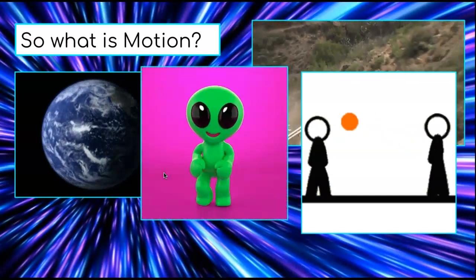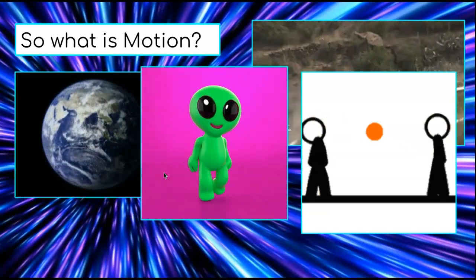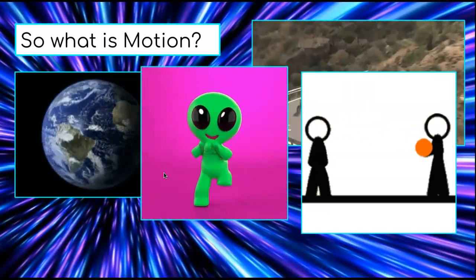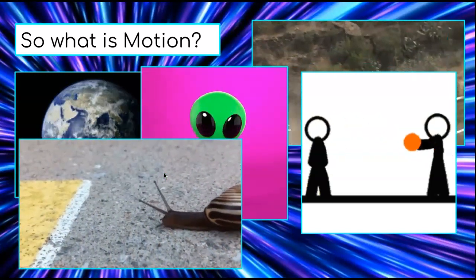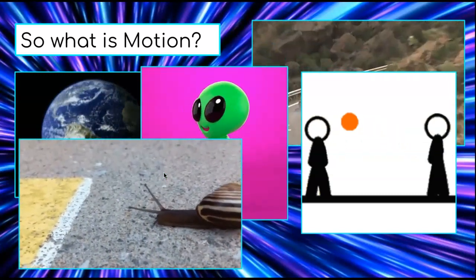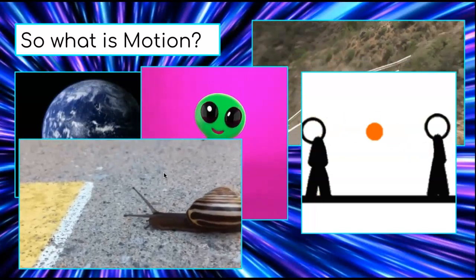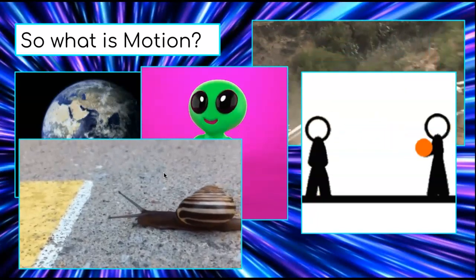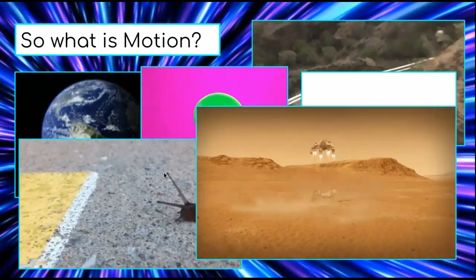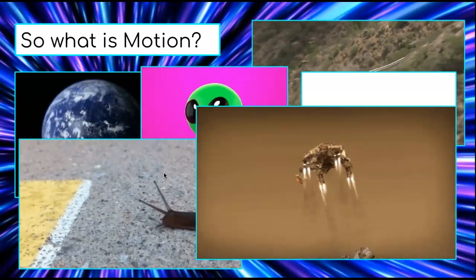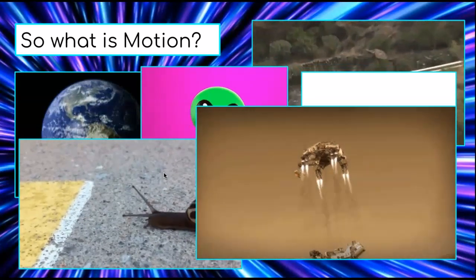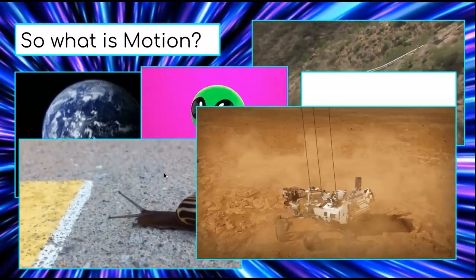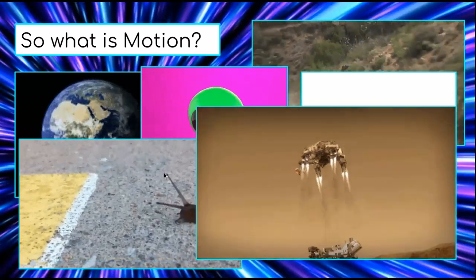Here we see this alien figure hitting these sick moves. He's not going very far, but he certainly seems to be moving in some way. Another example of motion is this snail. He's moving very slowly, but he certainly is still undergoing some form of motion. And finally, another very applicable example of motion is our very own Perseverance 2020 landing on the surface of Mars.